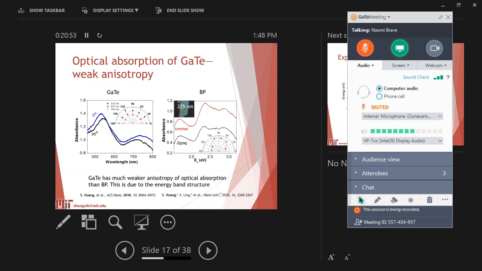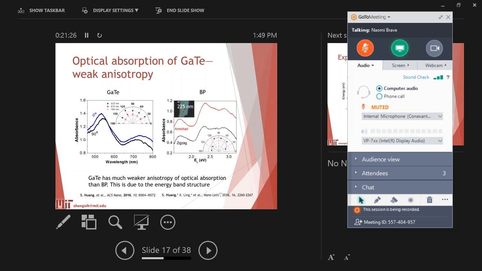And we have this result compared with BP, or black phosphorus. As I mentioned before, black phosphorus also has in-plane anisotropy. So we also did the same measurement on BP. So you can see this BP optical absorption anisotropy is actually quite large. You can see this polar plot has a very clear preference towards 90 degree, and the minimum absorption is along 0 degree or zigzag direction.